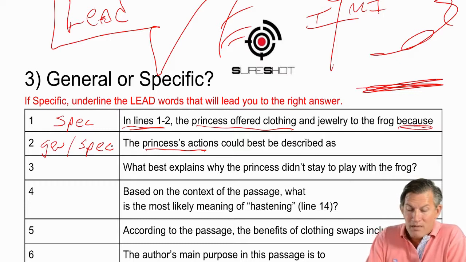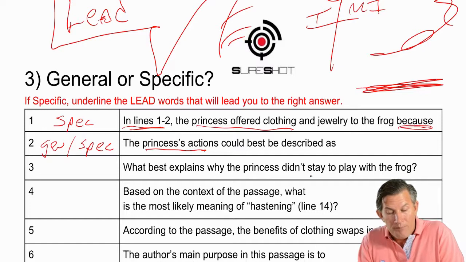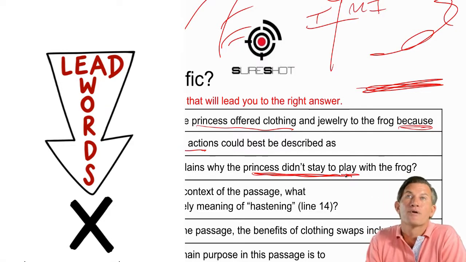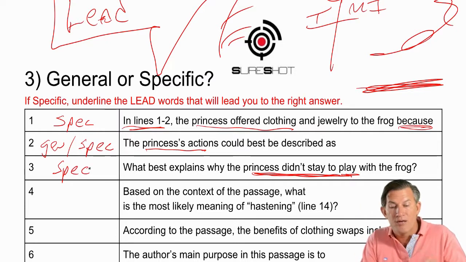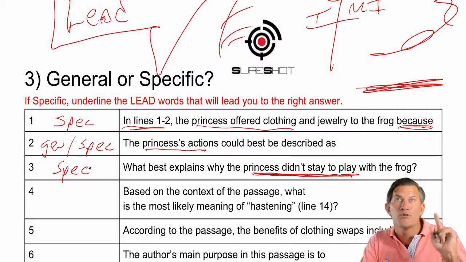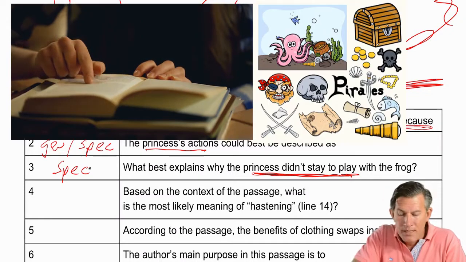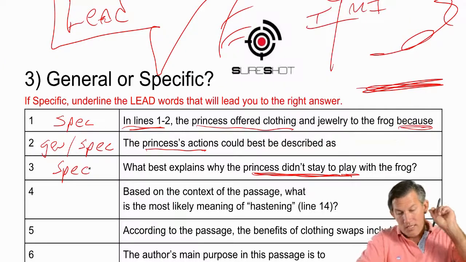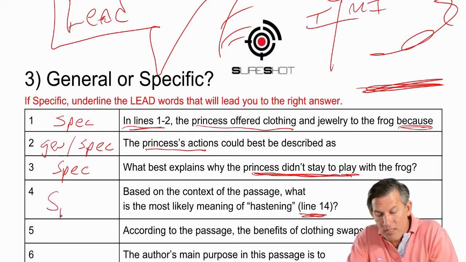What best explains why the princess didn't stay with the frog? The princess didn't stay to play with the frog. Okay? That's a very specific part. And so after you've determined that it's specific, you need to go find it. Okay, it's like a treasure hunt. It's just not as fun. Based on the context of the passage, what is the most likely meaning of hastening? Well, it's on line 14, so you know it's specific.